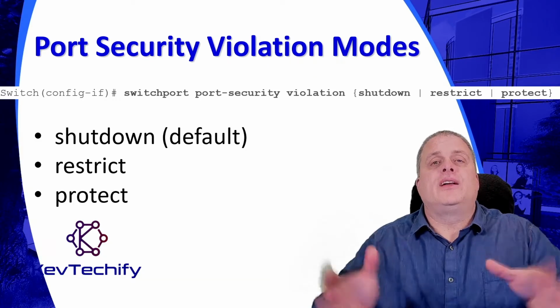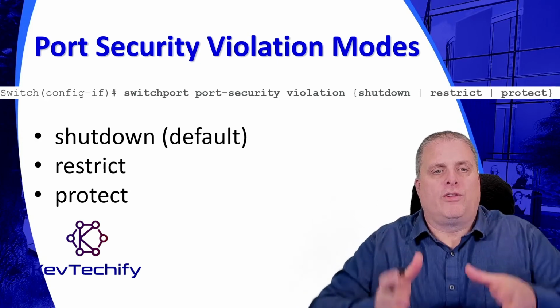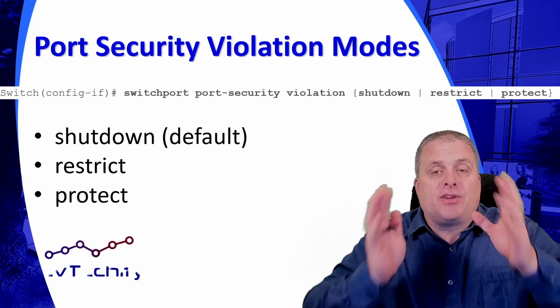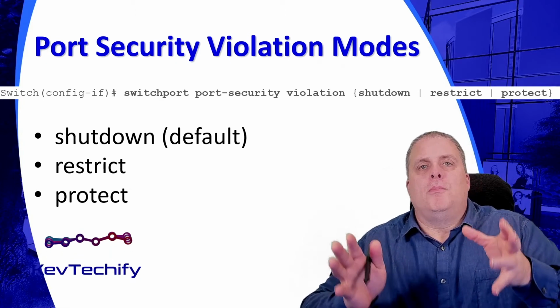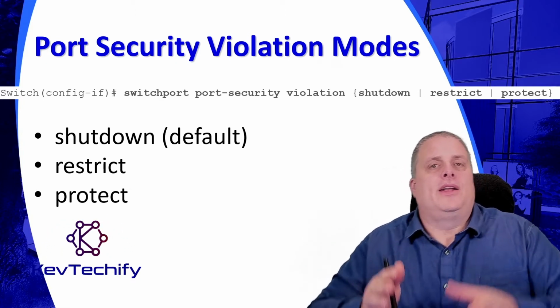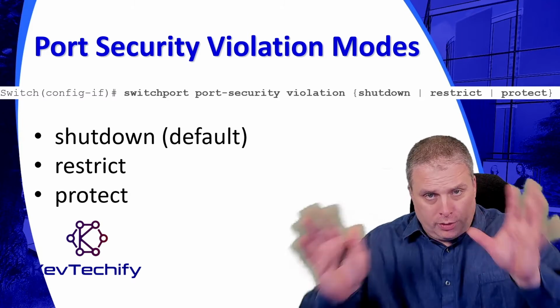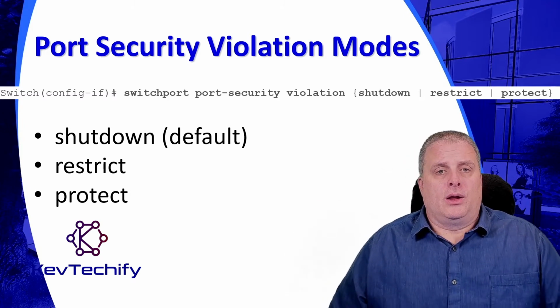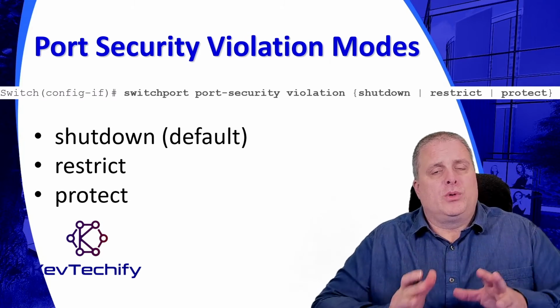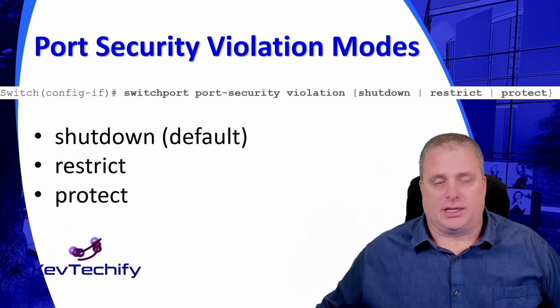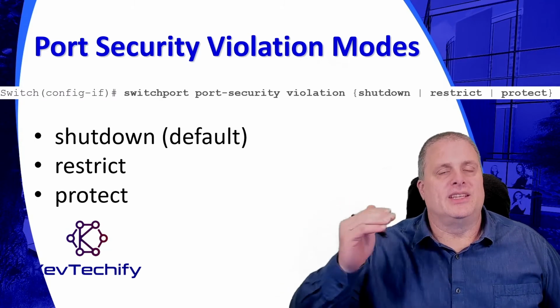When we have a violation on one of our ports, we can set that port up to act accordingly. Now, a violation is maybe more than the allotted number of MAC addresses connecting in. That would be an example of that. We can set up the violation modes. There are 3 violation modes: shutdown, restrict, and protect. Shutdown is the default one.